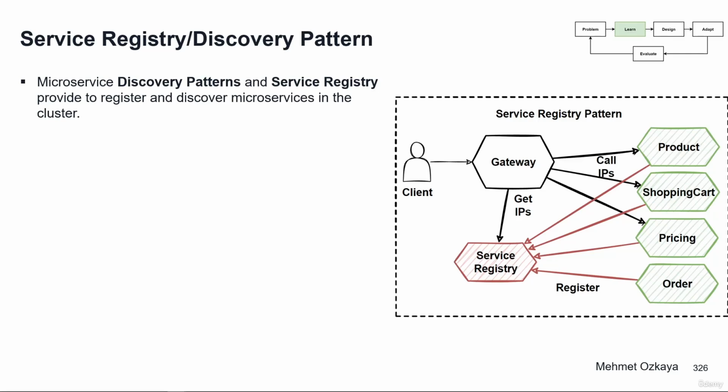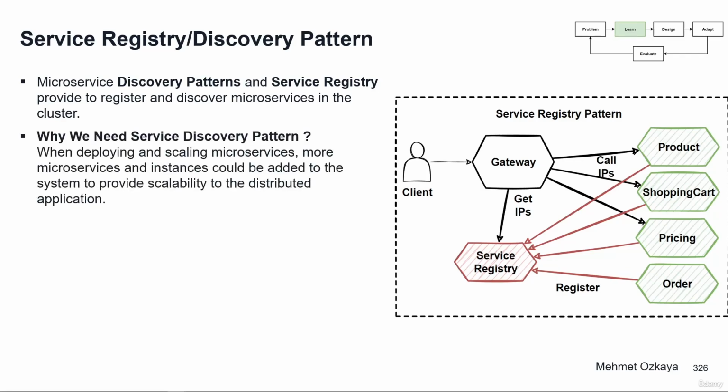But before that, let me focus on why we need the service discovery pattern. In traditional monolithic application architecture, IP addresses and ports are mainly static and fixed, so they can be easily accessed by client applications. But in the microservice architecture, microservices are independently deployable, and individual teams work on individual microservices, so each team can deploy and scale their microservices independently. When deploying and scaling microservices, more microservices and instances could be added to the system in order to provide scalability to the distributed application.